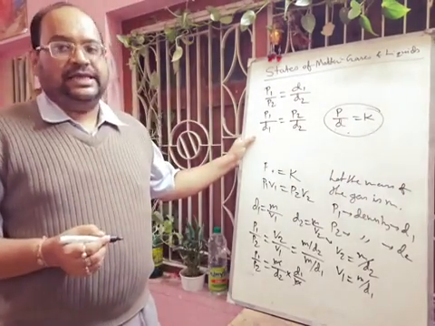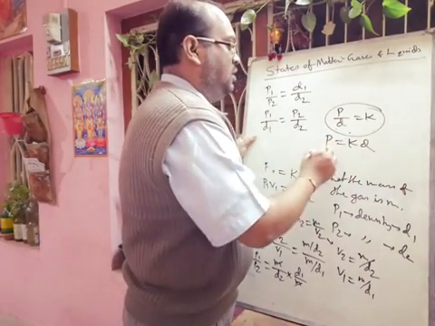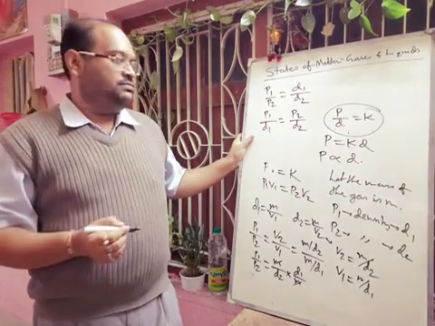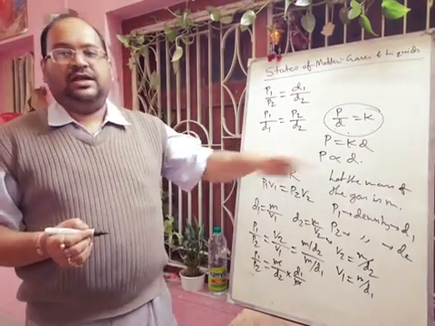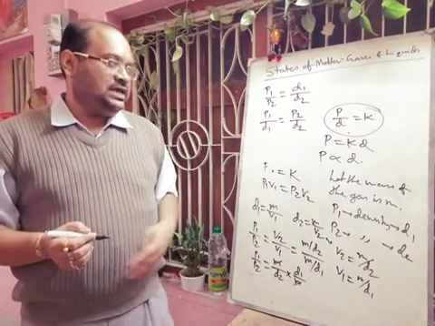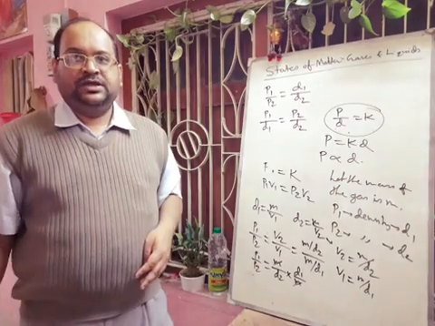Okay, P by D is equal to K, or P is proportional to density. That means pressure is proportional to density, when other factors are constant. Hope you can understand what I am telling.